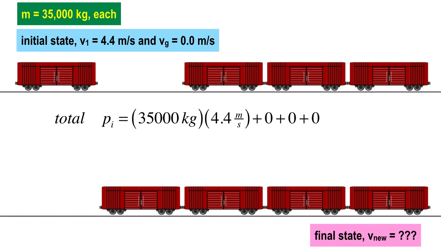And the total is 154,000 kilogram meters per second, if you multiply that out. Better double check me on that. 35,000 times 4.4. Anybody verify? Okay, good. Now, we know, or we claim, that the momentum afterward also has to be 154,000 kilogram meters per second.